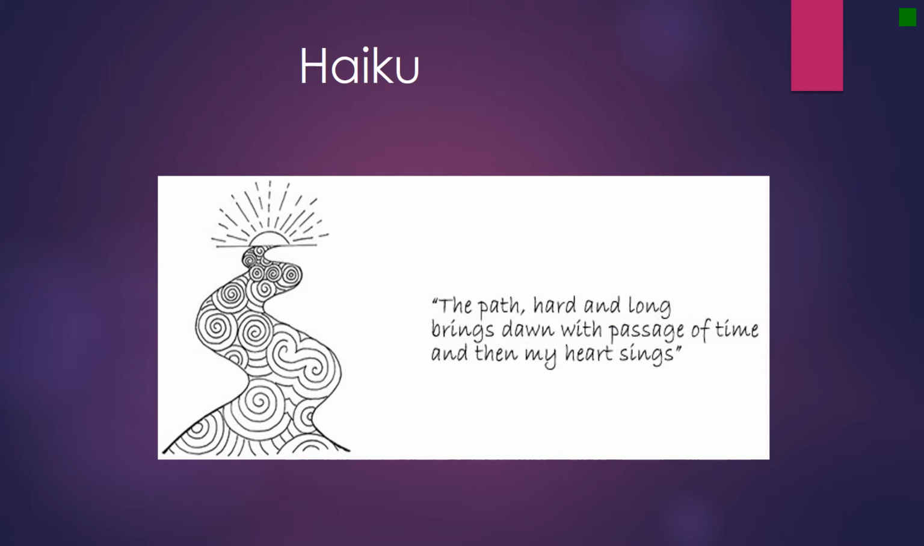Okay, now we have a haiku. Okay, remember, a haiku has 3 lines. There's 5 syllables in the first line, 7 syllables in the second line, and then 5 syllables in the third line. Very short poem. The path, hard and long, brings dawn with passage of time, and then my heart sings.